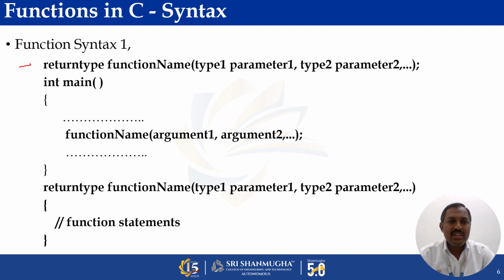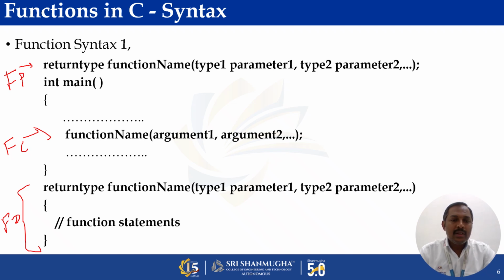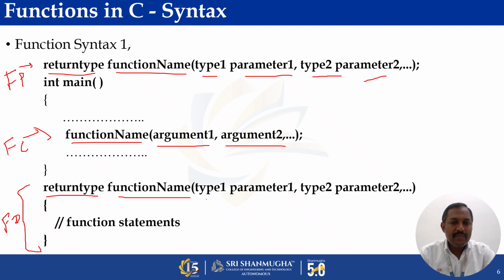This is the declaration. This is the function definition. This is the function call. This is the function prototype. Here we have return type, function name, type and its parameter. Next, the function call: name of the function followed by arguments or values which are going to be passed to the function. Then the function definition: return type, function name, type and its parameter, followed by the body of the function.